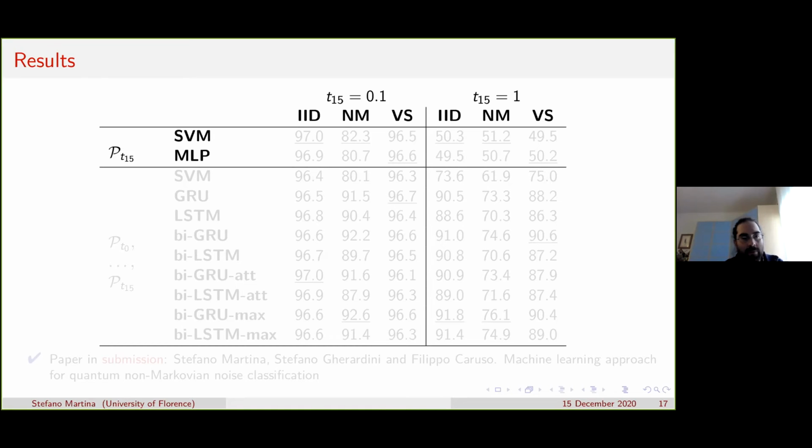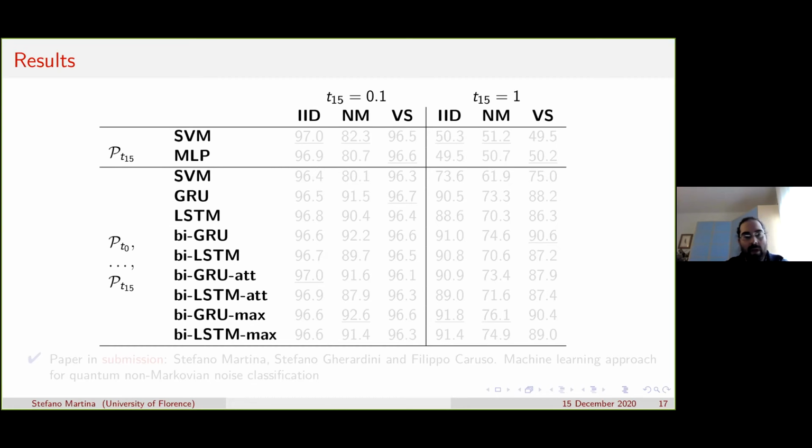And for each one of those data sets, we train two models that read as input only the last population at the final time. One is an SVM and the other one is a multilayer perceptron. And we also trained several models that read all the population after each step of the quantum dynamic. An SVM is a support vector machine that has as input the concatenated population.